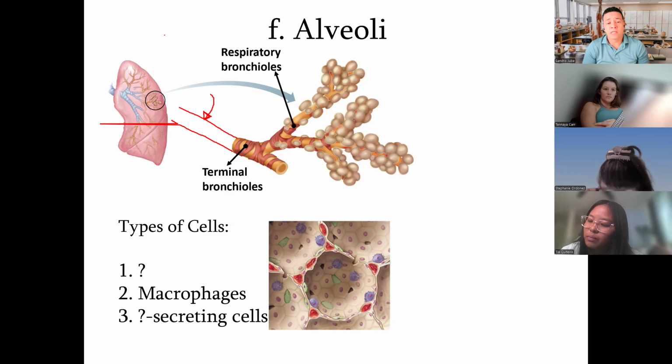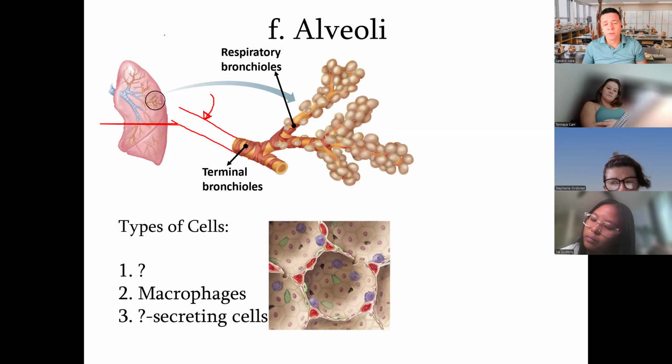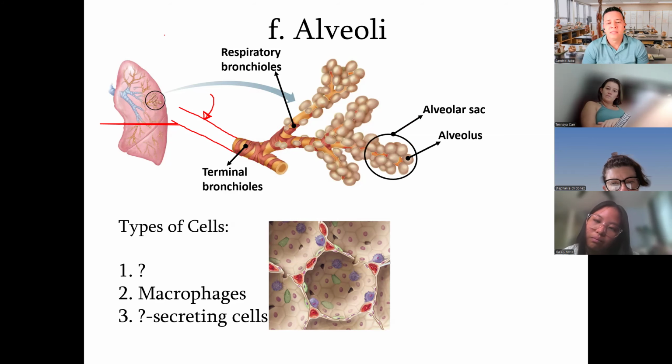Now, hanging from the respiratory bronchioles, we're going to find tiny, tiny little air sacs, tiny little balloons of air. These balloons are what we call the alveoli. Alveoli is plural, alveolus is singular. And usually these alveoli come in little clusters, what we call the alveolar sac. So a group of alveoli.